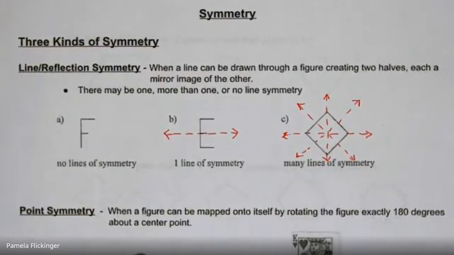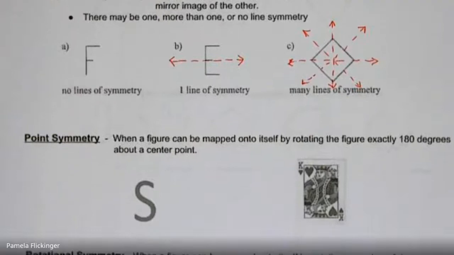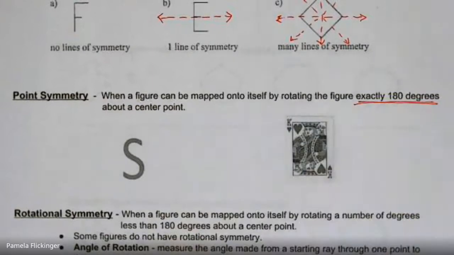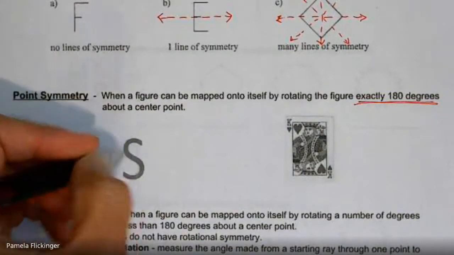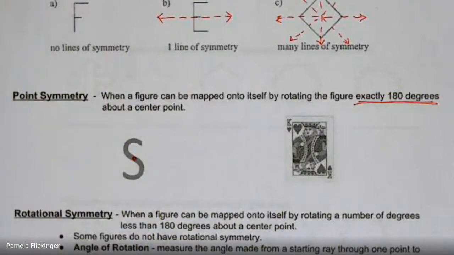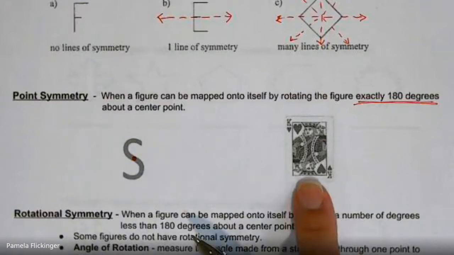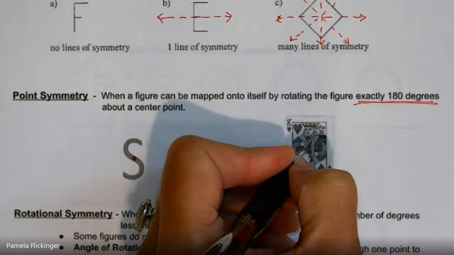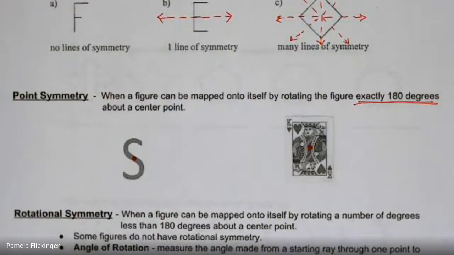All right, point symmetry. Point symmetry is when a figure can be mapped onto itself by rotating the figure exactly 180 degrees about a center point. So when I look at this letter S, all right, if I think about there being a point right in the middle and I rotate it basically upside down, that would be 180 degrees, that letter S would look the same. All right, in a deck of cards, in fact, every card in the deck, there's a point in the middle that we can rotate it and turn the cards upside down and they will look exactly the same.